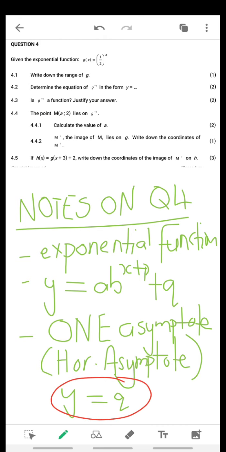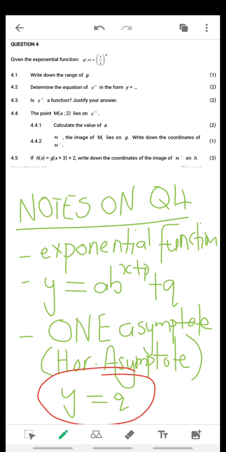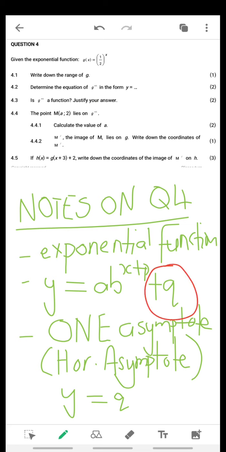Remember, what is an asymptote? It's an imaginary line that a function will approach but will never touch or cross, because at that particular x point, it is undefined. So in this case, our exponential function will have the horizontal asymptote, which is given by y equals q, the q which is there in the general equation.